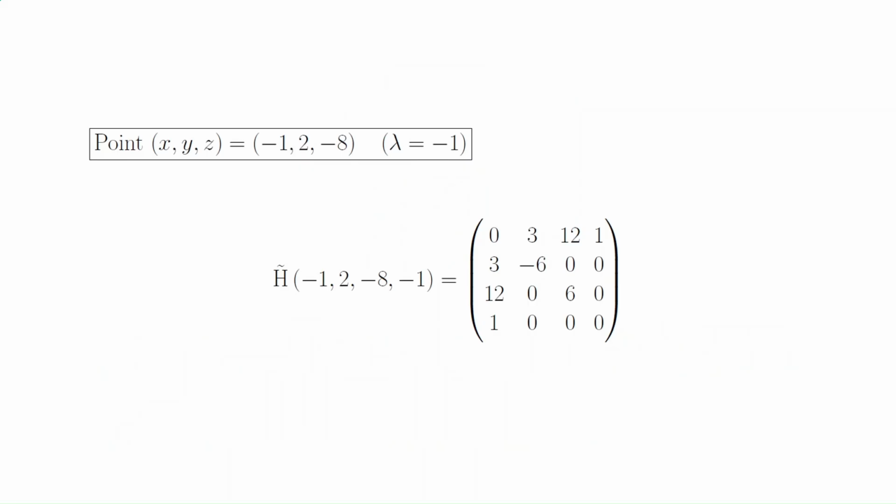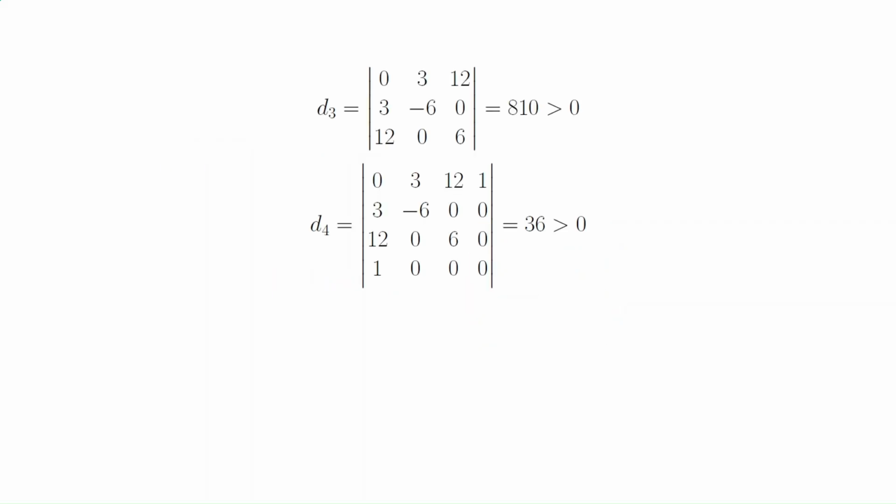Consider the critical point -1, 2, -8, and evaluate the bordered Hessian matrix at it, so you get the specific matrix on the right. Compute the third leading principal minor, and you will see that it is positive. Compute the fourth leading principal minor, and you will see that it is also positive.